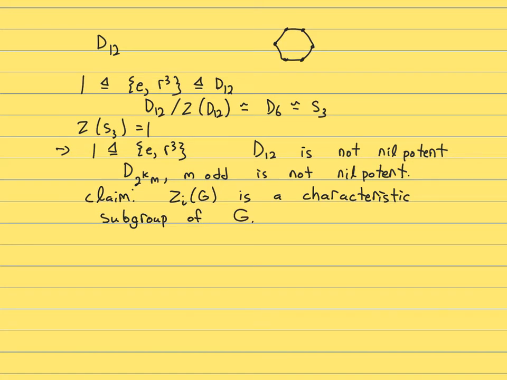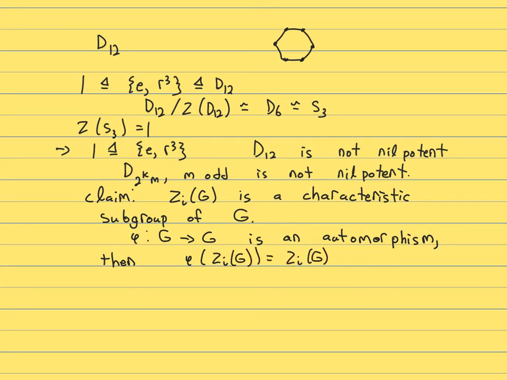Which means if you have an automorphism, then it has to send Zi of G to itself. And I leave that as an exercise. So let's see if we can't figure that out. I bet you the proof here, a good proof would be to induct on i.